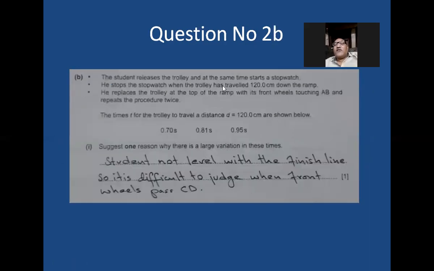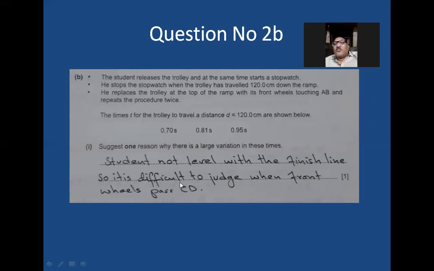B part: the student releases the trolley and at the same time starts a stopwatch. He stops the stopwatch when the trolley has traveled 120 centimeters down the ramp. He places the trolley at the top of the ramp with its front wheels touching AB and repeats the procedure twice. The times T for the trolley to travel a distance of 120 centimeters are shown below: 0.70 seconds, 0.81 seconds, 0.95 seconds.